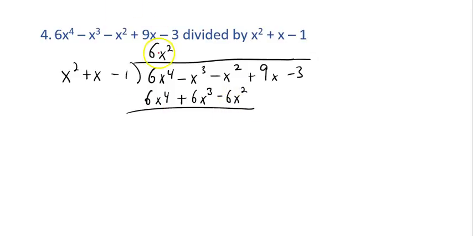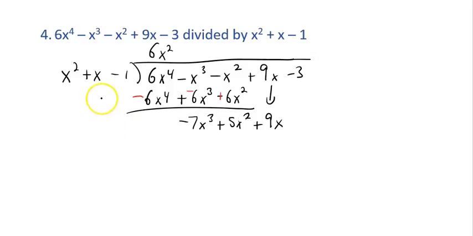When I change my signs, I have a negative, and then a positive. The first part goes away, and then I have a negative 1x cubed and a negative 6x cubed, so that's negative 7x cubed. A negative x squared and a positive 6x squared will be a positive 5x squared. At this point, I only have 2 pieces and I need 3, so I bring down my plus 9x.